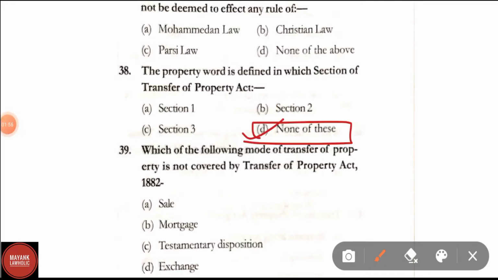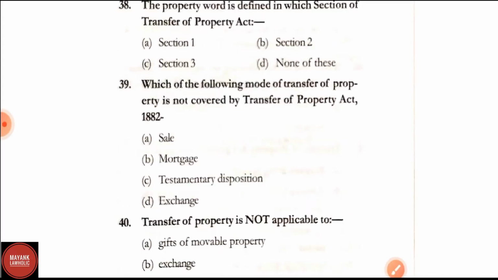TPA property has not been defined in any section of the Transfer Property Act. Therefore, option D is the right answer. None of these.